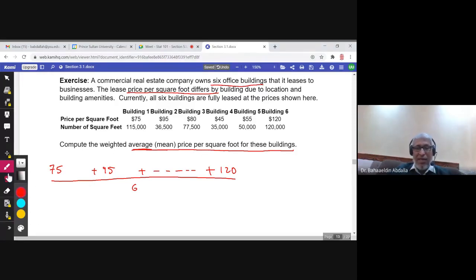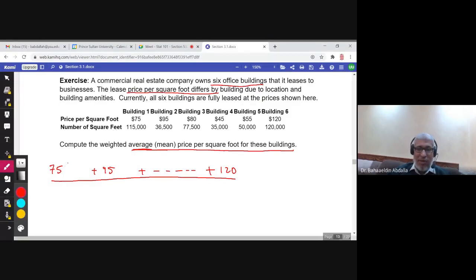But is there anything here to take into consideration? Yes. What is it? The number of square feet. Building 1 is 115,000 square feet, the area of building 1. The area of building 4 is only 35,000. So there is a difference in the area. So the price of building 1 would be much higher than the price of building 4. So if you want to find the price per square foot, you have to take into consideration the number of square feet. So the number of square feet would be, in this case, the weights.